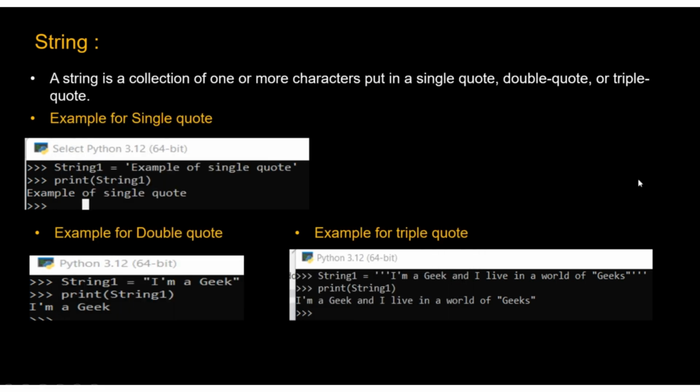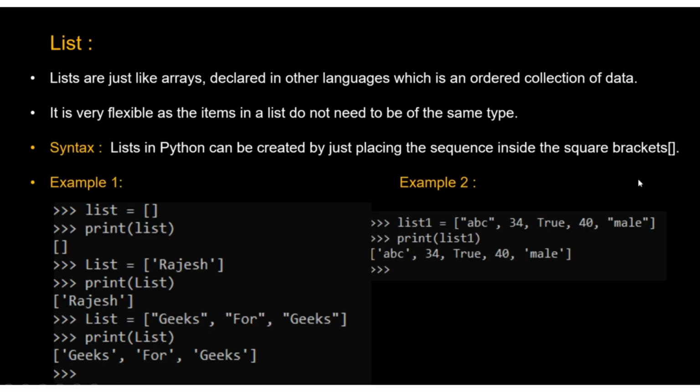in the console. Next, let us discuss the data type list. Lists are just like arrays declared in other languages, which is an ordered collection of data. It is very flexible as the items in a list do not need to be of the same type. The syntax of a list in Python is that it can be created by just placing the sequence inside square brackets.